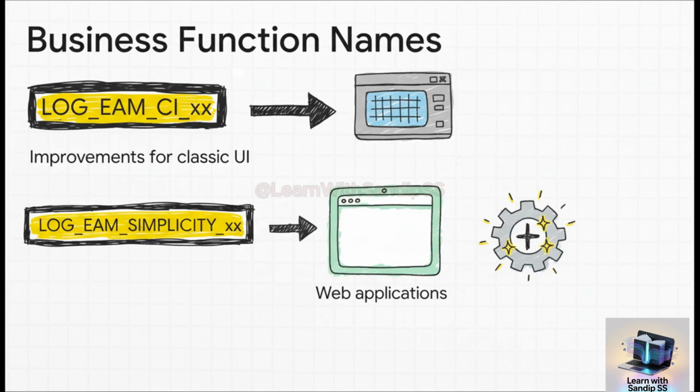And here's a little pro tip for you. The naming convention is actually a fantastic cheat sheet. It tells you exactly what you're getting. If you see log_EM_CI in the name, the CI stands for continuous improvement, usually for the classic UI. See simplicity? That's going to be a modern web app. It's a really logical system that kind of demystifies the whole process.